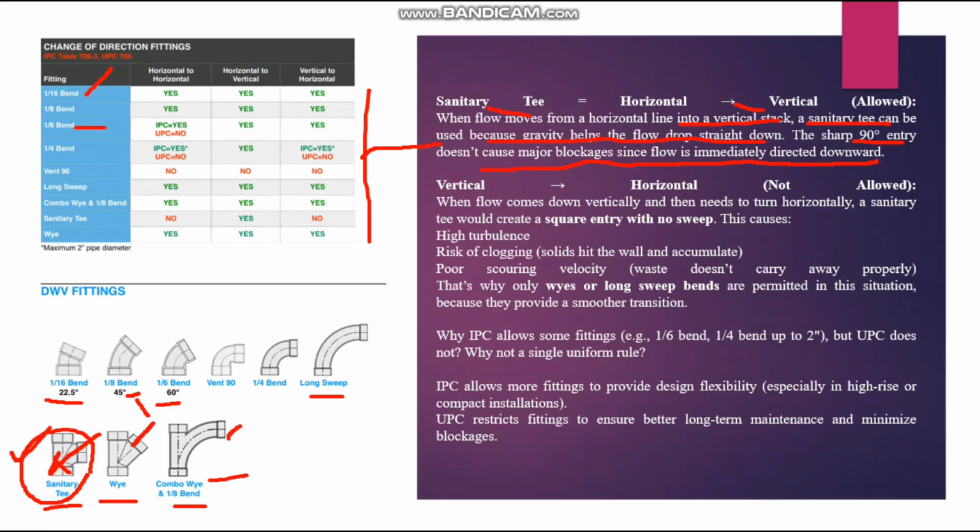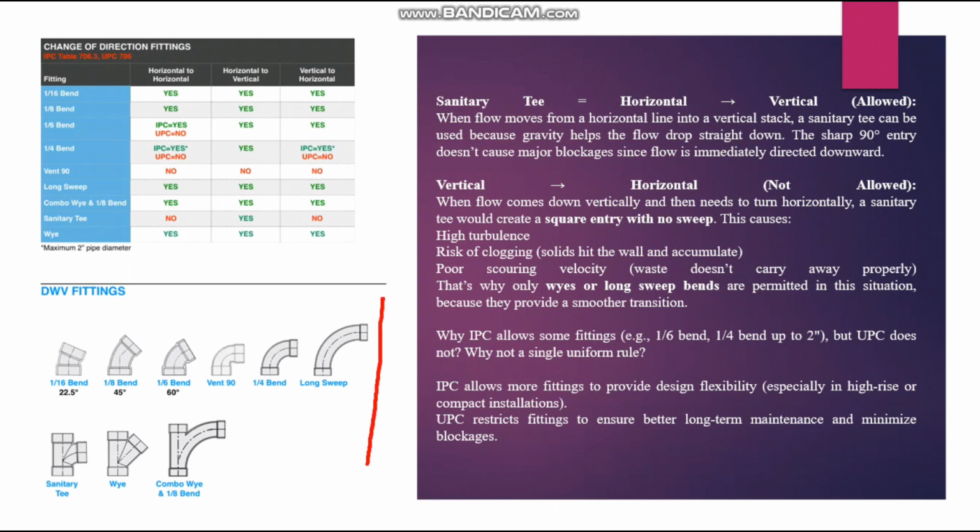So sanitary T, if you see this requirement, horizontal to horizontal they are not allowing, but for horizontal to vertical, both the IPC and the UPC allow the sanitary T. Now when it comes to vertical to horizontal, I mean at the bottom, vertical to horizontal, sanitary T is not allowed, because this will create high turbulence, risk of clogging, and poor scouring velocity. This is why only Y or long sweep bends are permitted in this situation, because they provide a smoother transition. Like a long sweep bend we can use, or the Y bend we can use. So these are the things allowed in the vertical to horizontal direction.